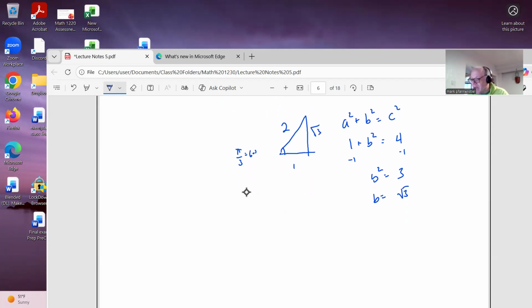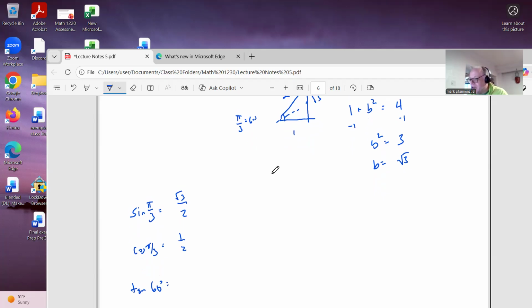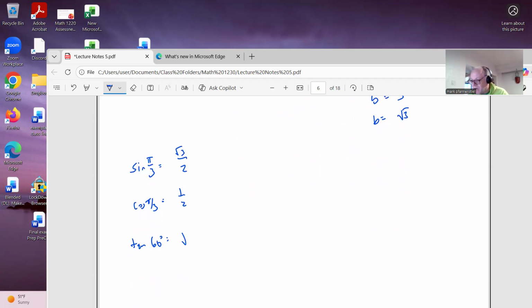So for a 60-degree angle, we have sine of pi over 3. That's equal to the opposite side, square root of 3, divided by 2. Cosine of pi over 3 is going to be 1 over 2, right? Tangent of pi over 3, 60 degrees, is the opposite over the adjacent, square root of 3 divided by 1, so just the square root of 3. And now we have to figure out what the reciprocal functions are. I want the cotangent, that's 1 over the square root of 3. I'm not going to leave it like that. We want rationalized denominators here. That's going to be the square root of 3 over 3.